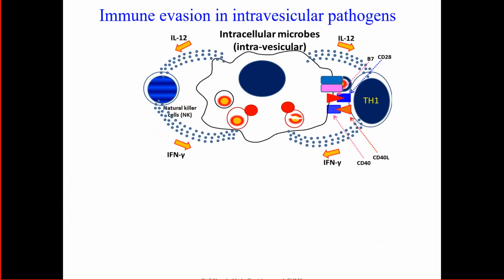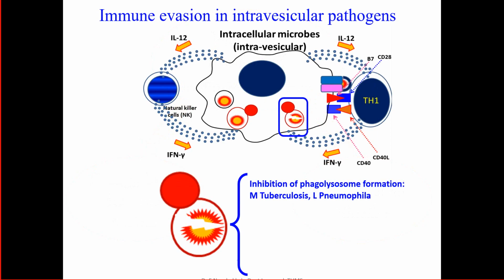All right. So how about mechanisms for pathogens which are intravesicular? What can they do? I'm starting from changes in the immune system. We have some pathogens like Mycobacterium tuberculosis or Legionella pneumophila, which inhibit phagolysosome formation. That's the way that they work.